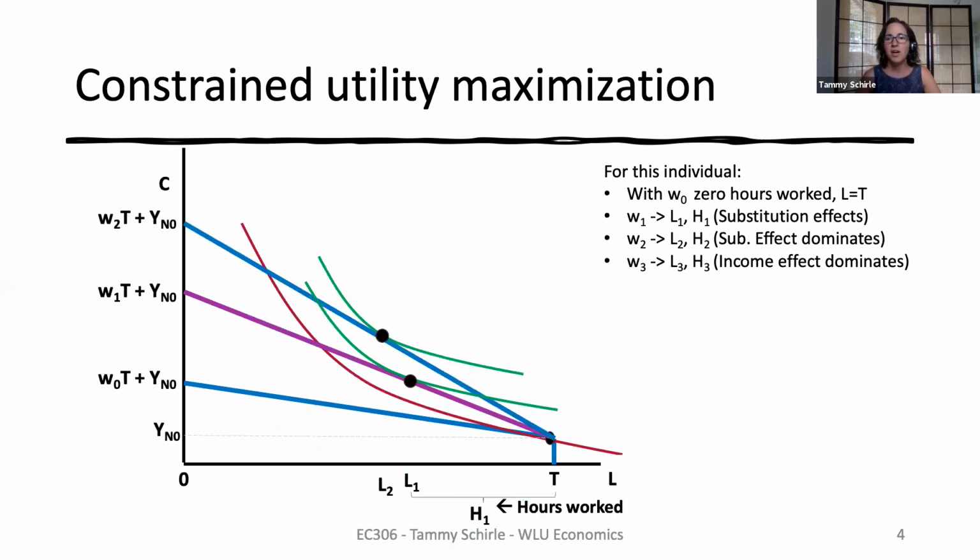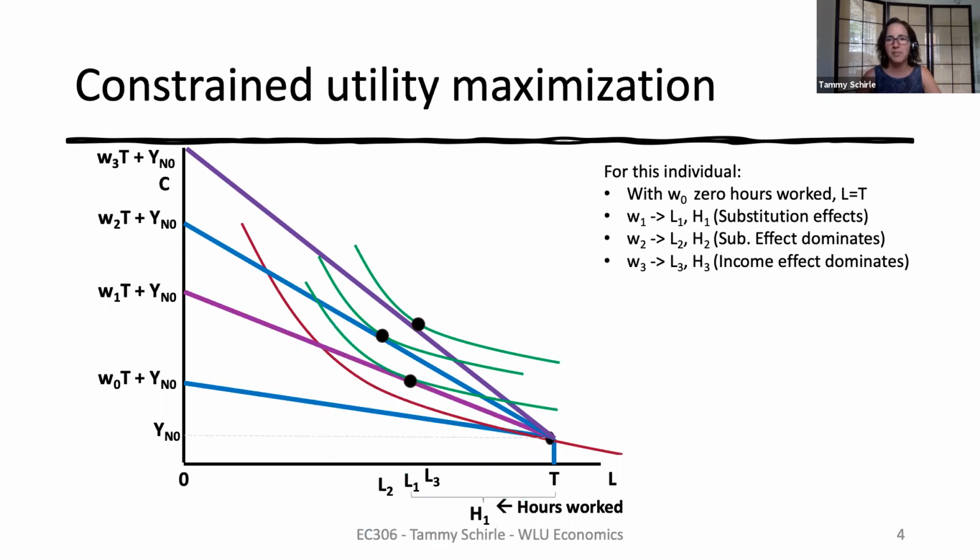Now, let wages rise a bit further to W2, and we see this person takes less leisure and works a bit more. There were both substitution and income effects in play here, but the substitution effect dominated. We let wages rise even more to W3. Now we see the person works less and takes more leisure time.